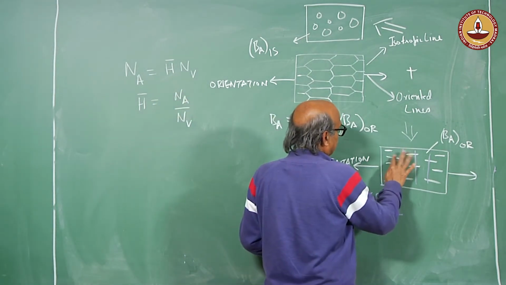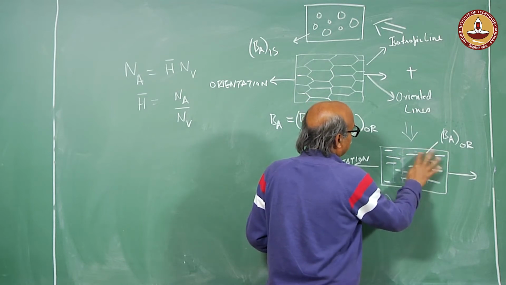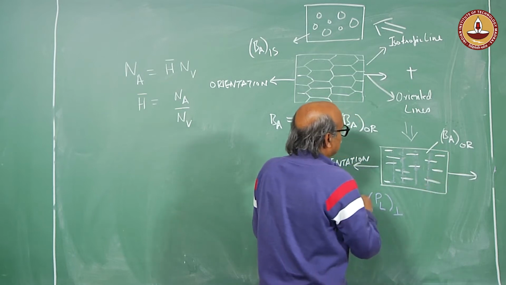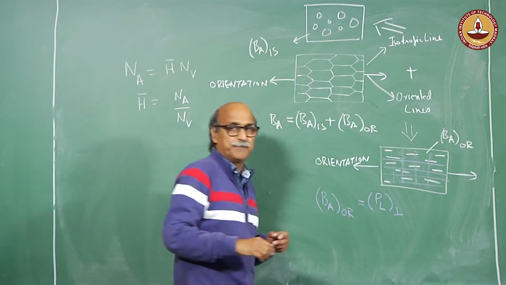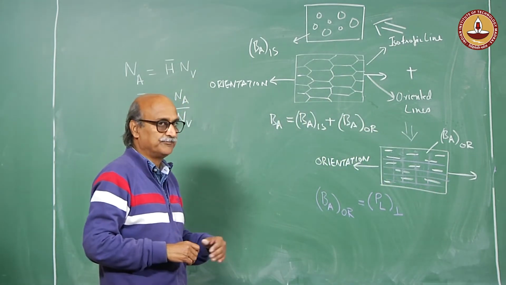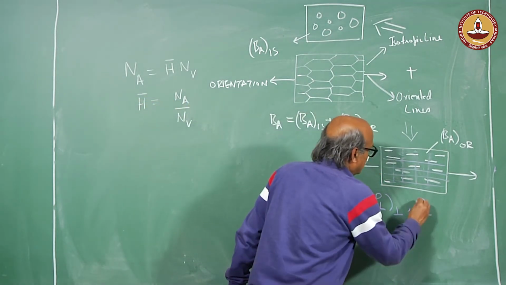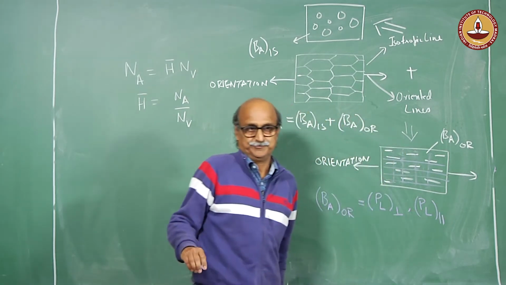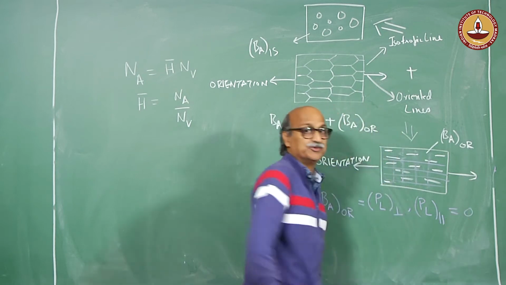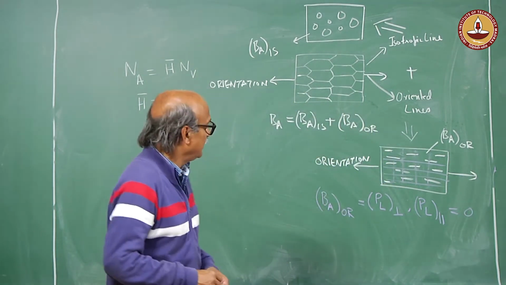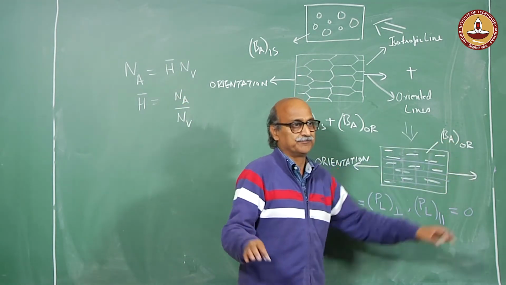If I put the grid not in this direction, but in the parallel direction along the orientation, which let me call PL parallel, what would be this number? This would be 0, because the probability of intersection of the line with these line elements aligned in the same direction is 0, because line widths are 0.